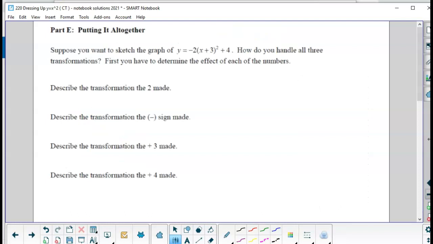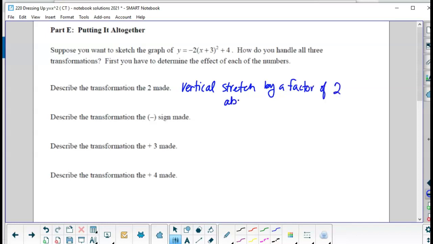All right, putting it all together. So all of these transformations together. Suppose you want to sketch the graph of y equals negative 2, bracket x plus 3 squared plus 4. How do you handle all three? You have to first decide what each number represents. So what transformation does the 2 make? Remember that's a vertical stretch by a factor of 2.